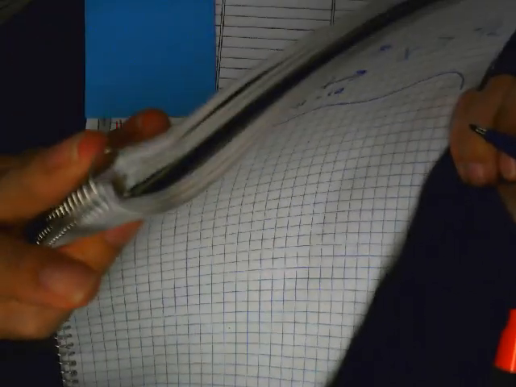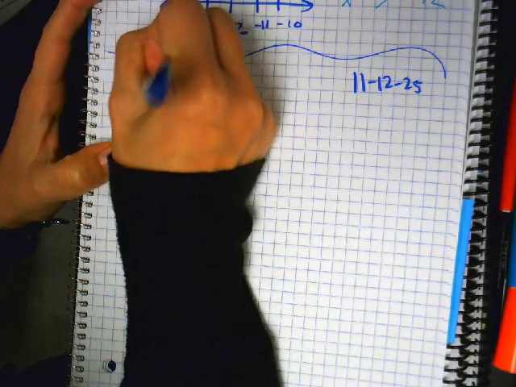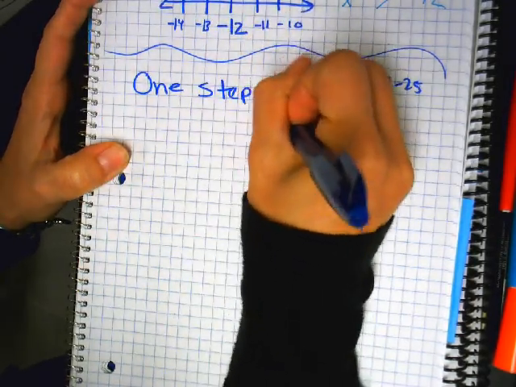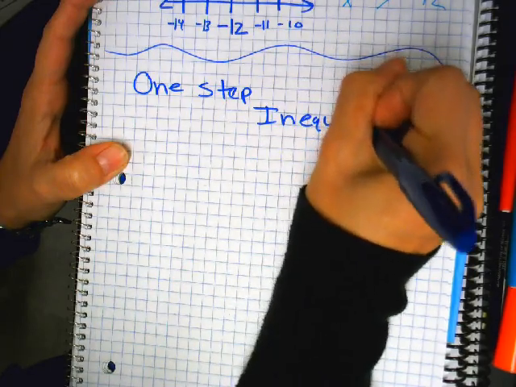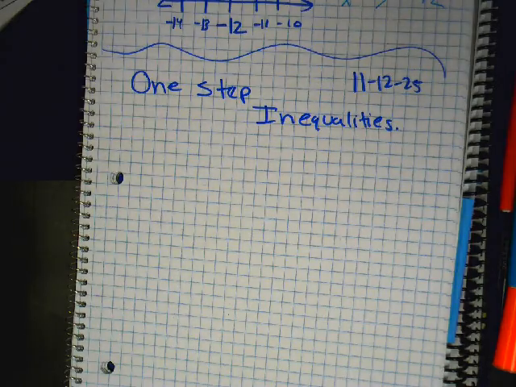Today is the 12th. We're doing one-step inequalities. Then we get two-step inequalities, and then you get multi-step inequalities. So we go from one-step, two-step, to multi-step. Then we stop counting after two, because then it takes multiple steps.